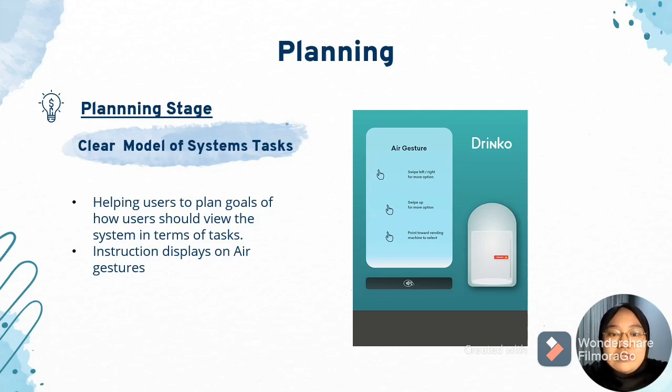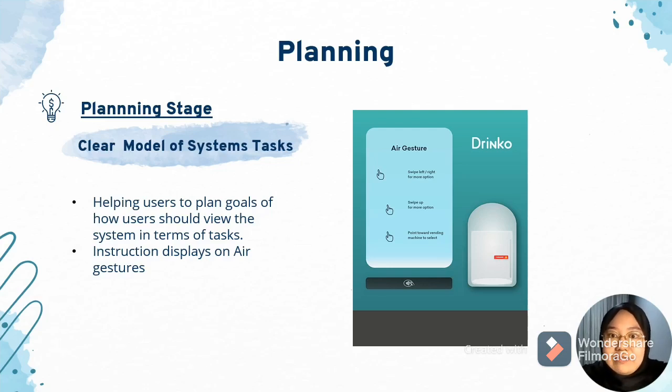This is to help users plan goals of how users should view the system in terms of tasks. So we have provided an instruction display on air gestures. The instruction shows the kind of air gestures that the user can perform, such as swipe left or swipe right for more options, swipe up for more options, and point towards the vending machine to select. As interfaces that use air gestures are not very common, it is very crucial to provide instructions to allow users to familiarize themselves with the machine.